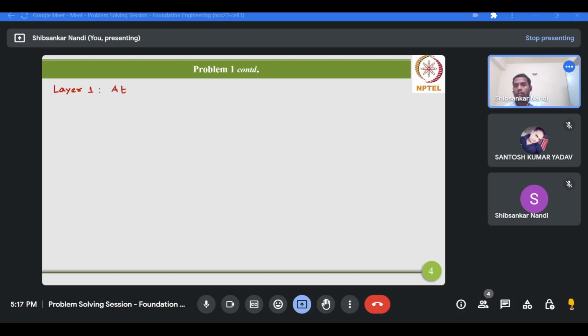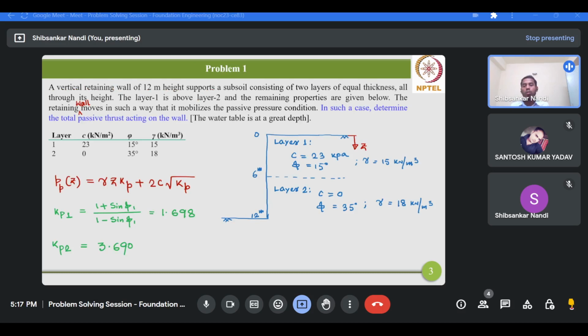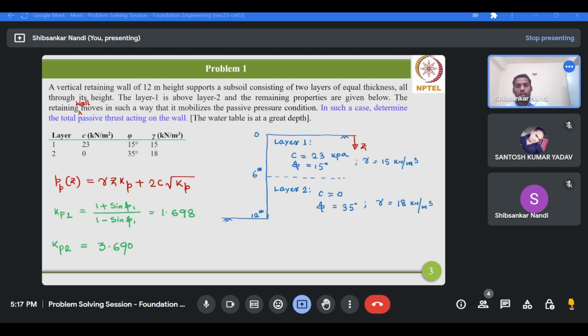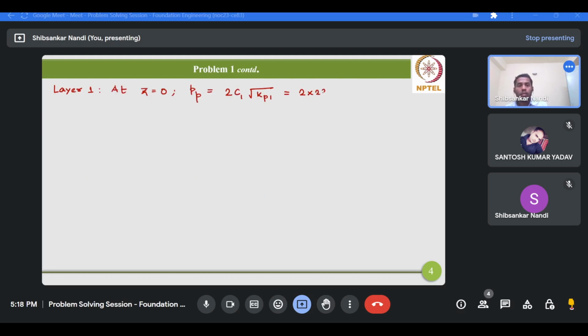So at z equals to 0, what is the pp value? Z equals to 0 means the first component will vanish, so only the second component will be there: 2c1 root under kp1. Therefore 2 times the c1 value, which is 23, and the kp1 value is 1.698.